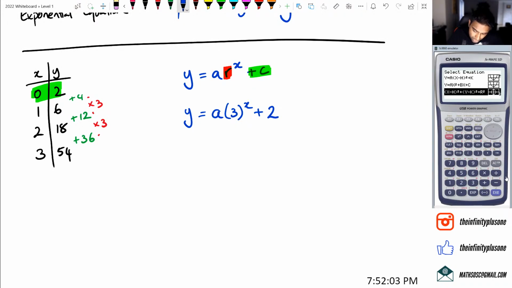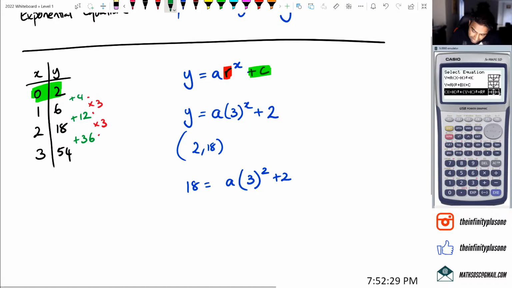So I'm going to choose (2, 18), right? You asked, could you just divide the second number by the first and you'll get 3? Unfortunately, it doesn't work in all cases, and I'm going to show you in the next example why it doesn't work. All right. So we're going to put down 2 and 18. So this is going to be 18 is equal to a times 3 to the power of 2 plus 2, and then what you have is basically 18 take away 2.